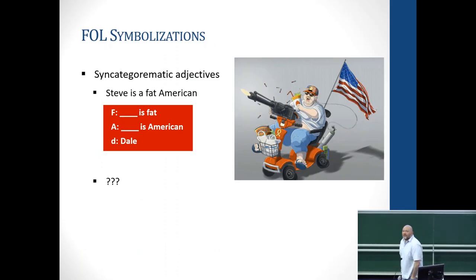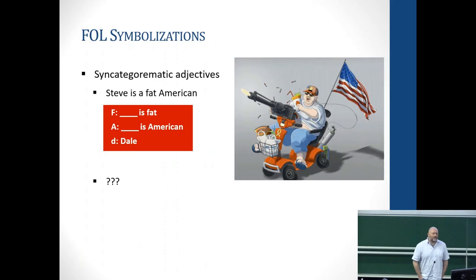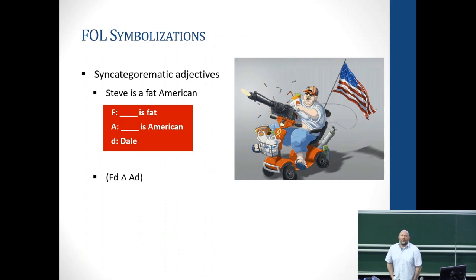And this will be syncategorematic adjectives. So here's a jokey example, but a good one. Here's Dale. Dale's a fat American. How do we symbolize Dale as a fat American, using our key here? Yeah, FD conjunction AD. Right? Because what this sentence is really saying is that Dale is fat and Dale is American.